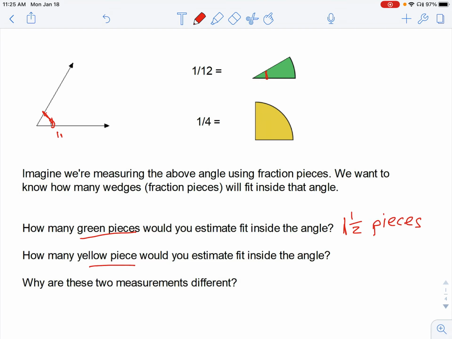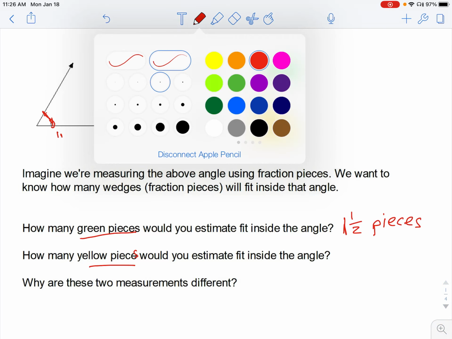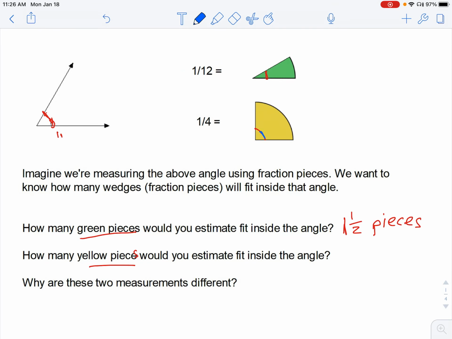Now let's try the yellow piece. How many yellow pieces would you estimate fit inside the same angle? Well, look at this. This yellow piece is already going to be bigger, so 1 is too big. It's going to have to be some fraction of a yellow piece. I'd say maybe like 3/4 of the yellow piece would be the right size to fit in the angle, maybe like that, right? So I'm going to estimate anything under 1 is reasonable. I'll say maybe 3/4 of a piece.